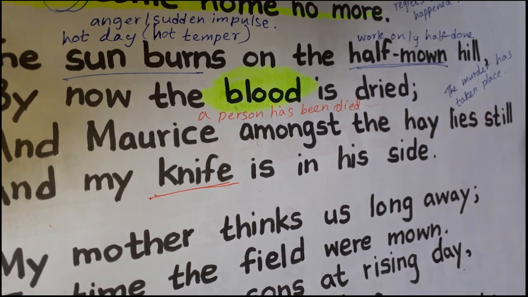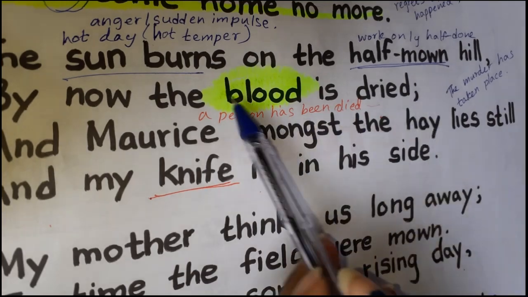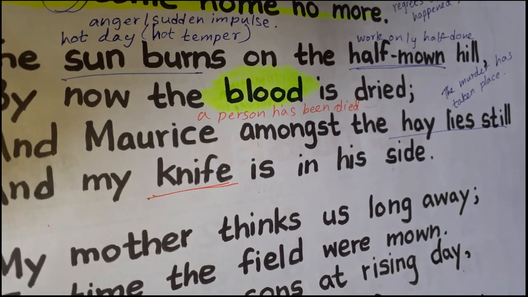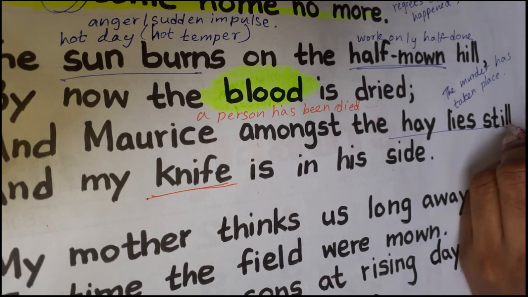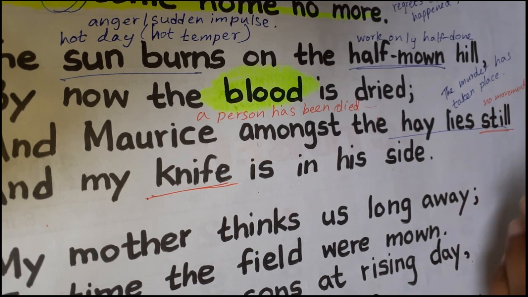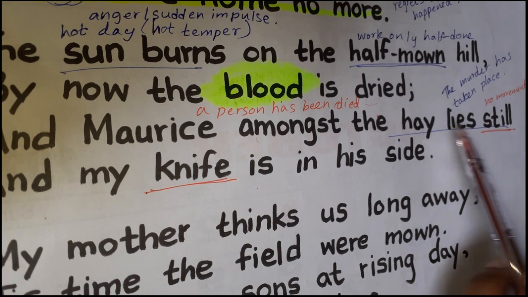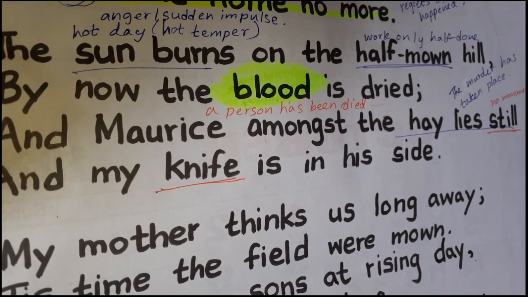So we can get to know that the hints are there. The dried blood is there. One person lies still. Still means, you know, no movement. So we can get to know that a person lies on the floor without any movement, and there is blood dried on him, and there is a knife. So it suggests that a murder has happened.